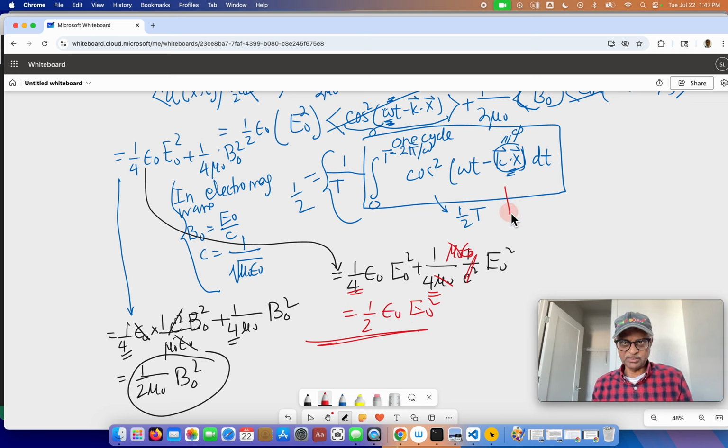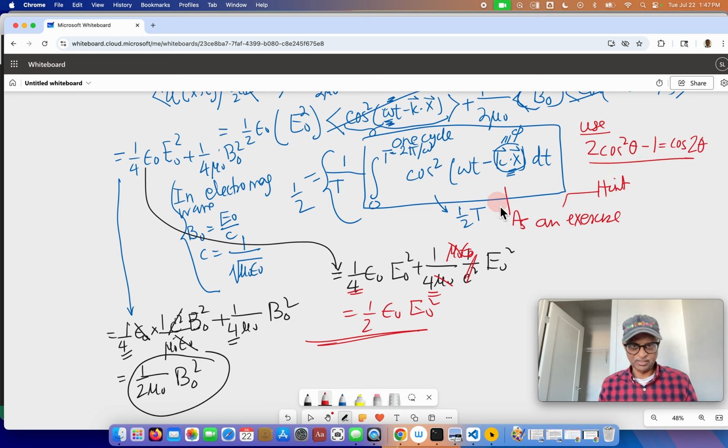I've left this out as an exercise. I'll give you a hint. Cosine square theta times 2 minus 1 equals cosine 2 theta. Use this to do this integral. Okay, that's all for now. I will see you in another video. Bye.